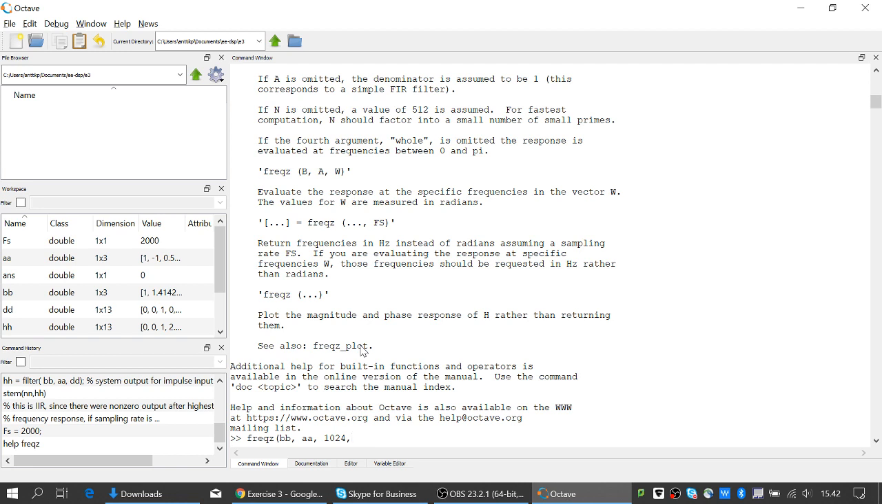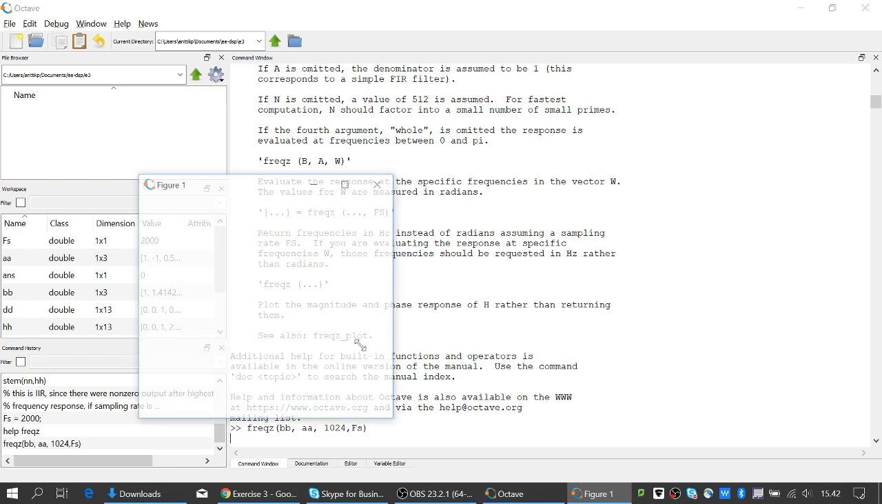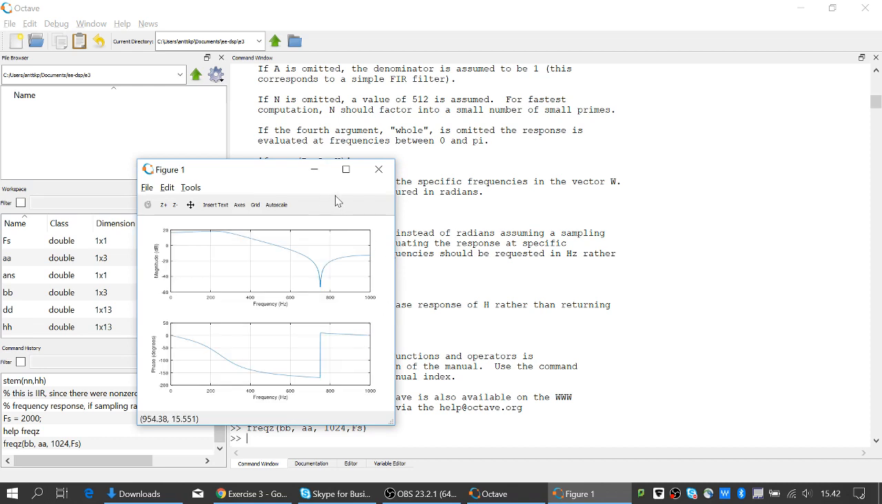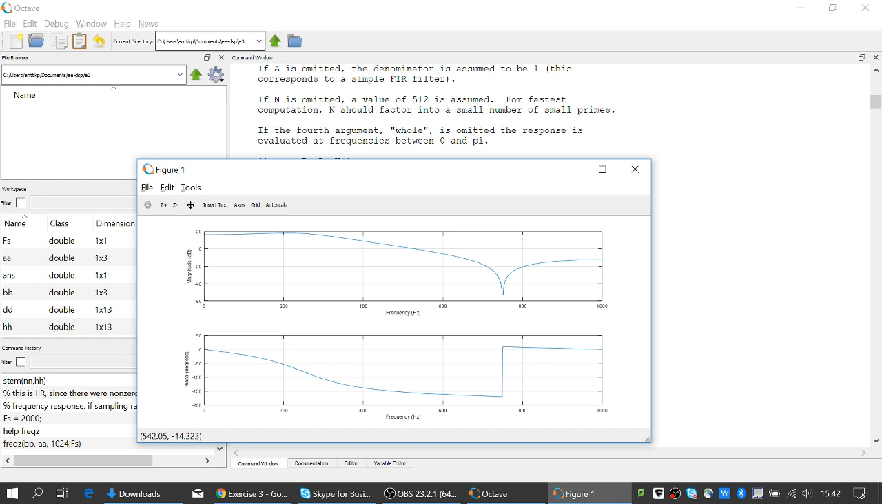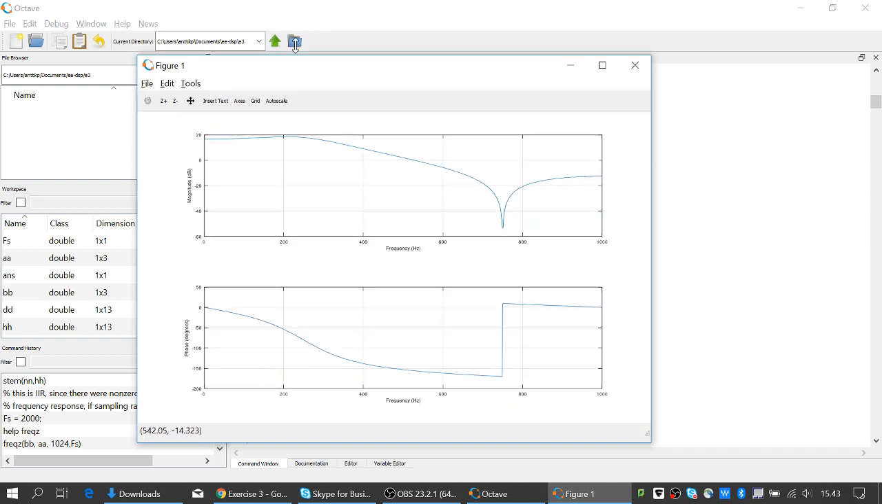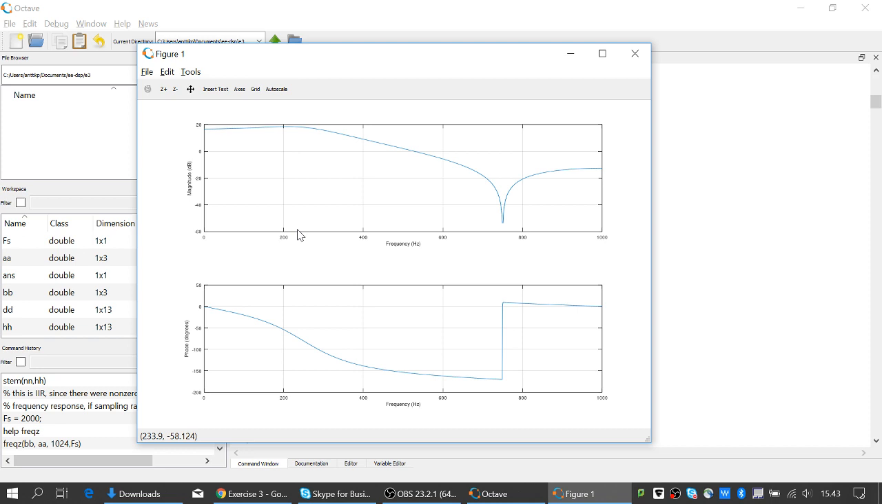One way to calculate would be to do the 1024 point impulse response and calculate just the Fourier spectrum of that one. But, well, we have this Freqz function which does the same thing with a given sampling rate. And there we are. Wow, isn't that cool? Sort of. Let me make it a little bit bigger. All right. Not a bad filter at all.